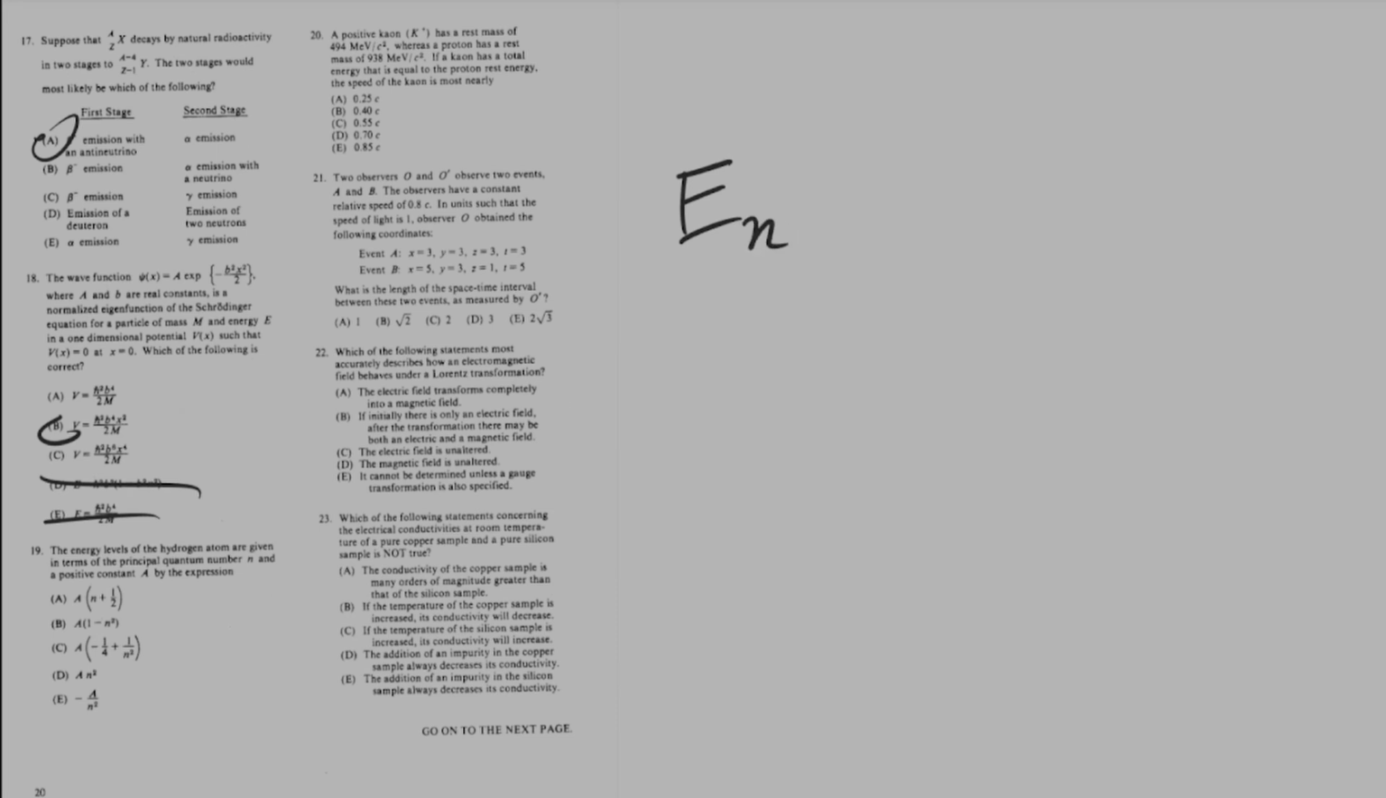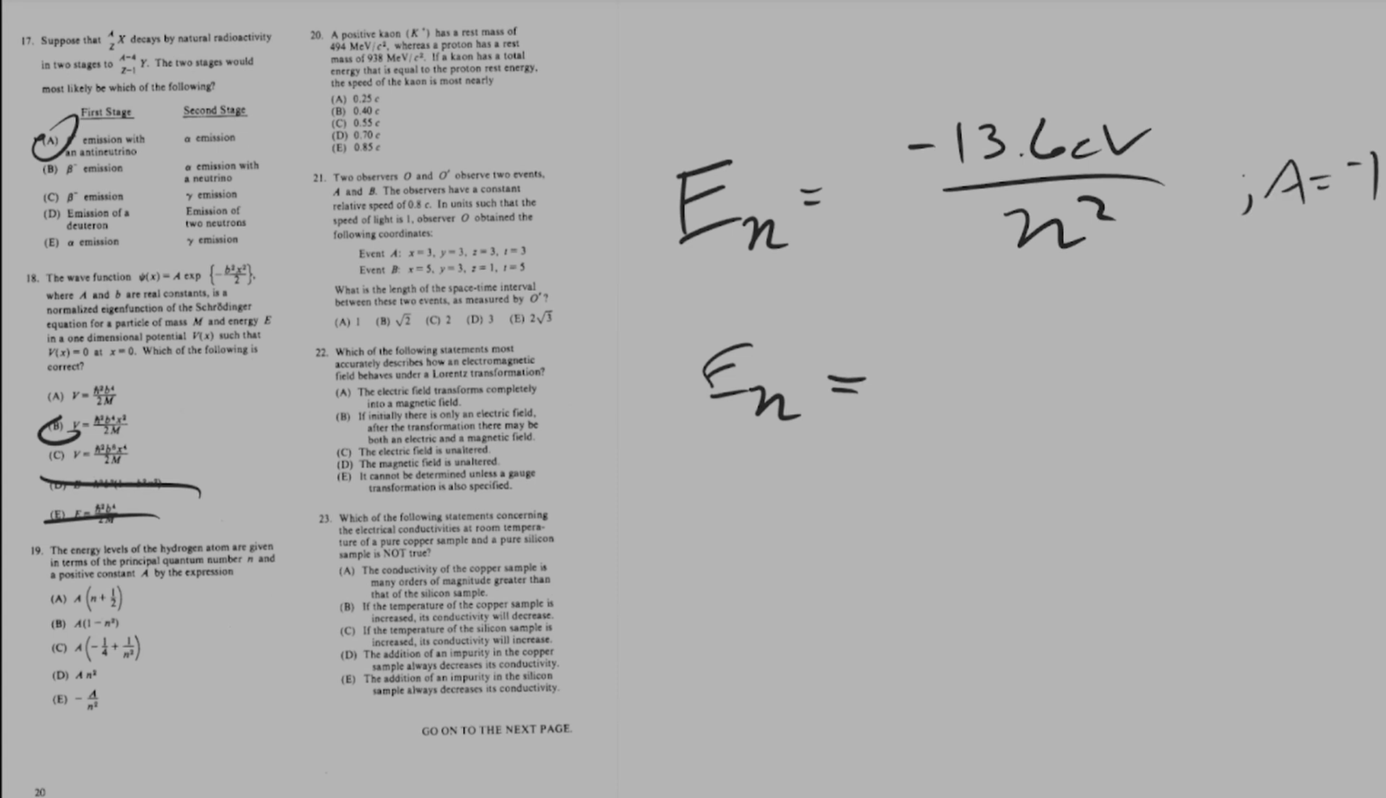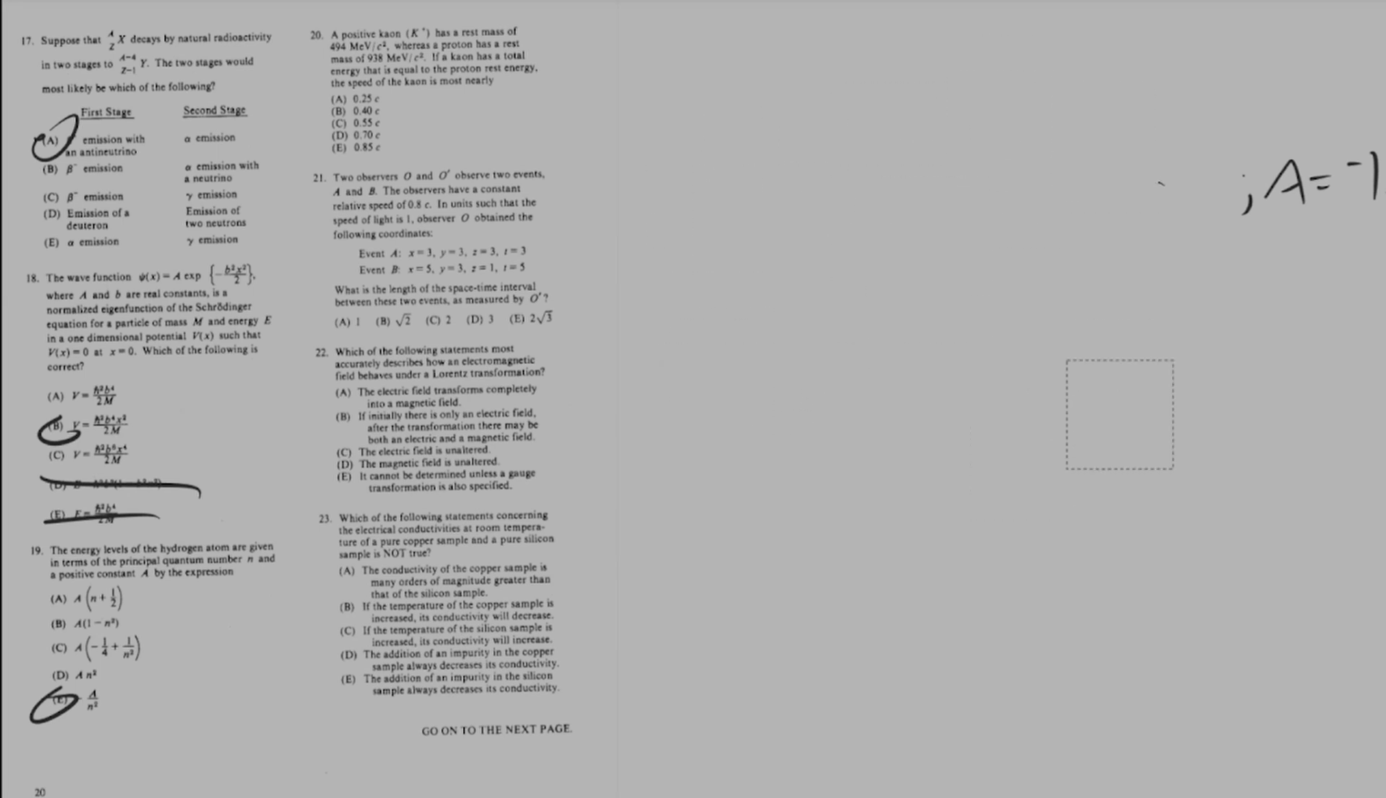Boom, there we go. E equals minus 13.6 eV over n squared. If we look at that, all we have to do is say that A is the minus 13.6. So now they have minus A over n squared. That is E. That one's nice and short and sweet if you know the equation. If not, good luck. Next one.